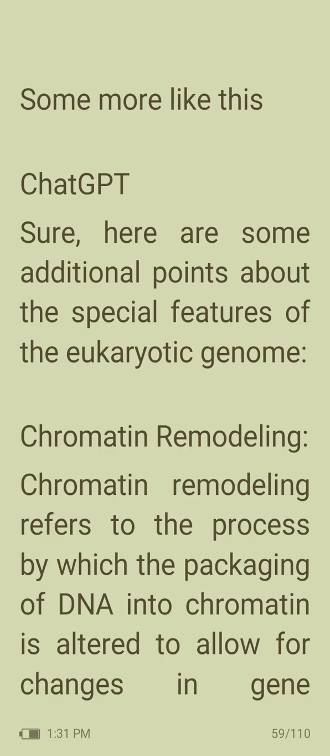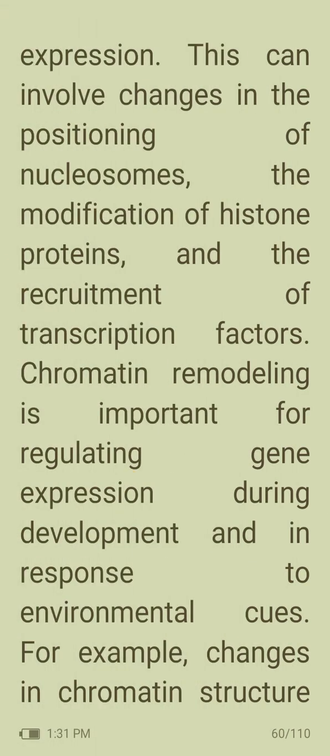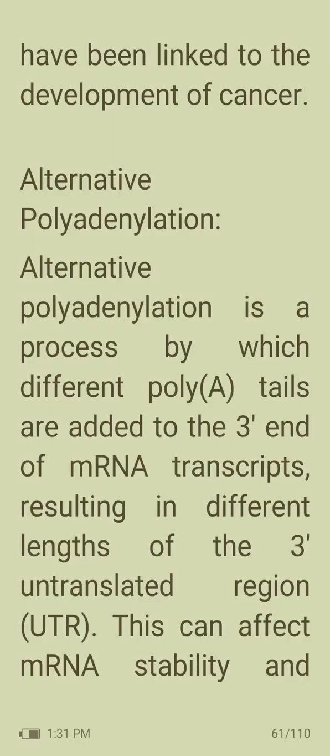Chromatin remodeling. Chromatin remodeling refers to the process by which the packaging of DNA into chromatin is altered to allow for changes in gene expression. This can involve changes in the positioning of nucleosomes, modification of histone proteins, and the recruitment of transcription factors. Chromatin remodeling is important for regulating gene expression during development and in response to environmental cues. For example, changes in chromatin structure have been linked to the development of cancer.